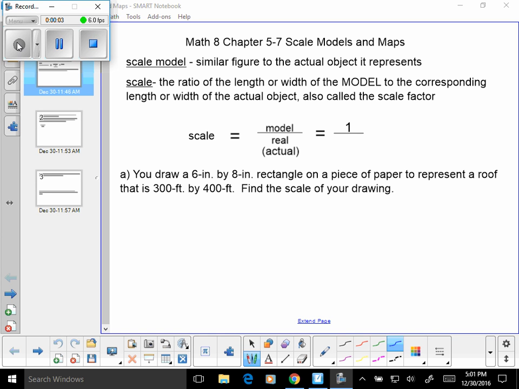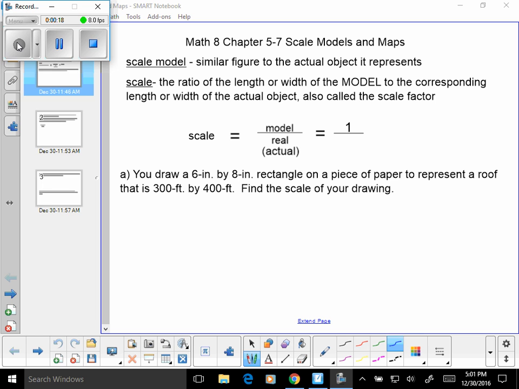We're going to be working with some more dilations, only we call them scale models and maps. And this will be chapter 5-7. A scale model really means that it's a similar figure to the actual object it represents.